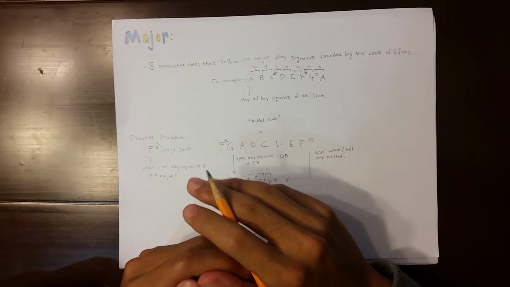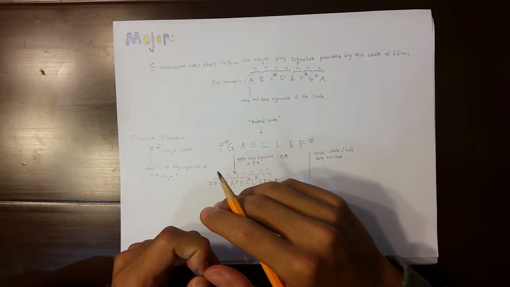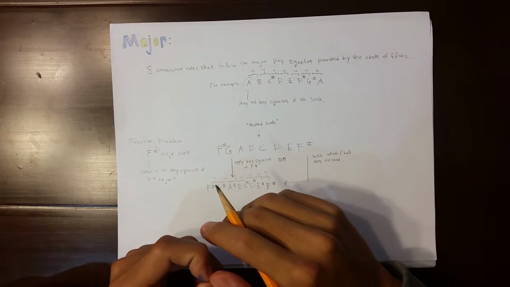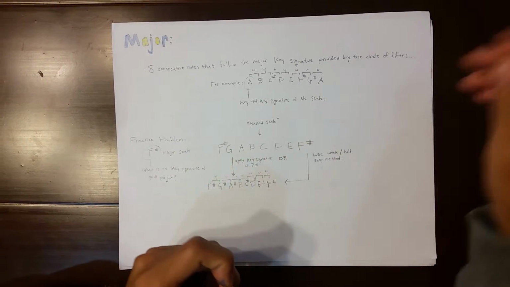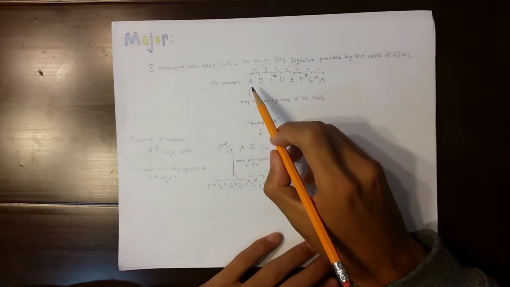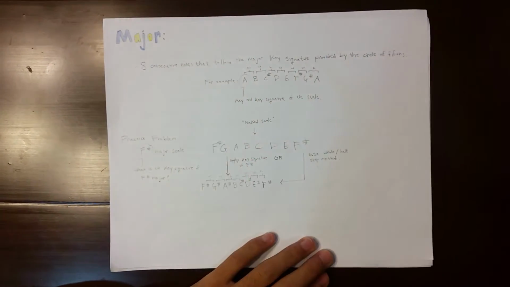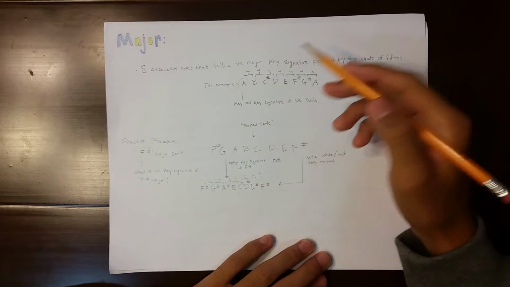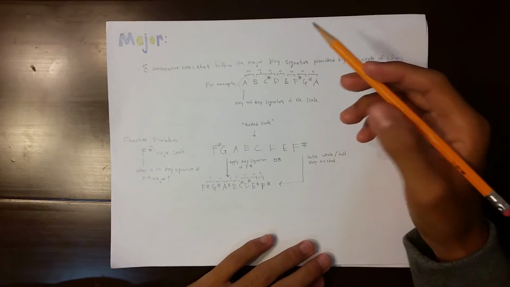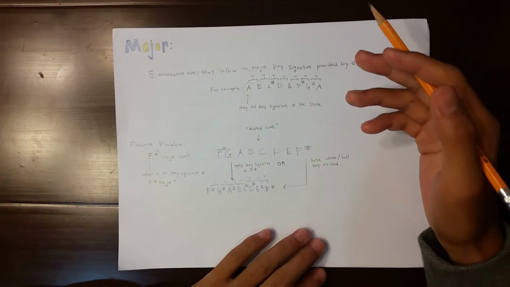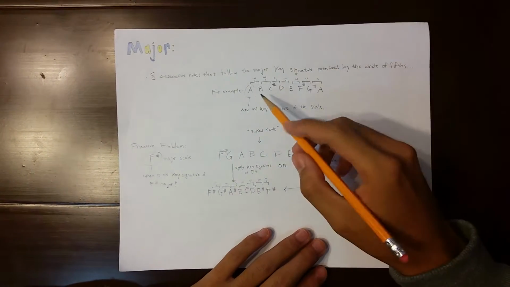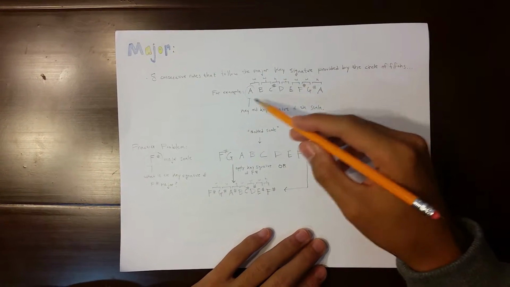A major scale is composed of 8 consecutive notes that follow the major key signature provided by the circle of fifths. So what does this mean? Well, we have the A major scale right here. And we know that A, using the circle of fifths, has 3 sharps. Those 3 sharps being F sharp, C sharp, and G sharp. And we can just apply the key signature to compose a scale.